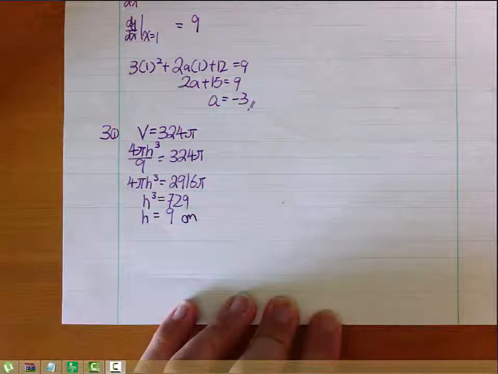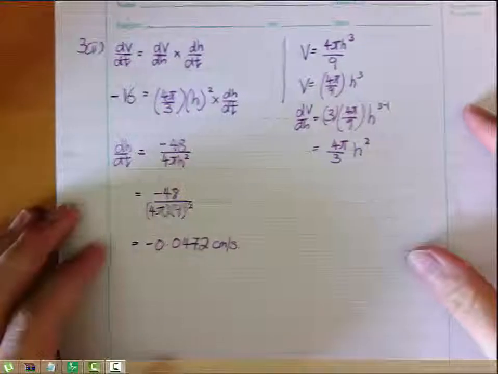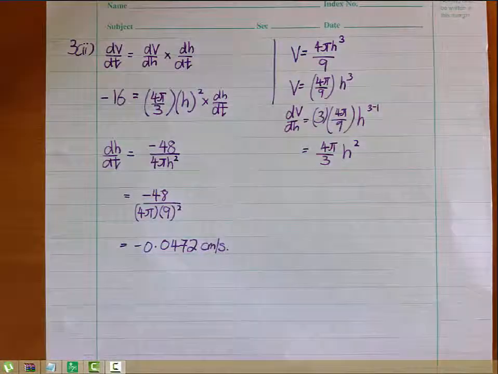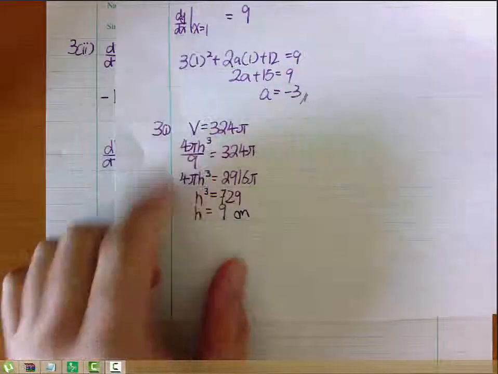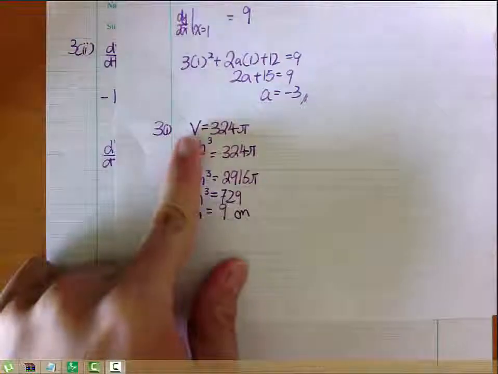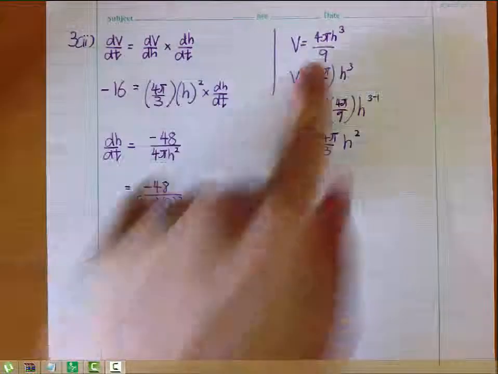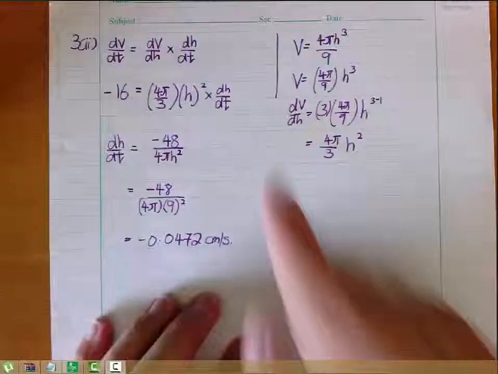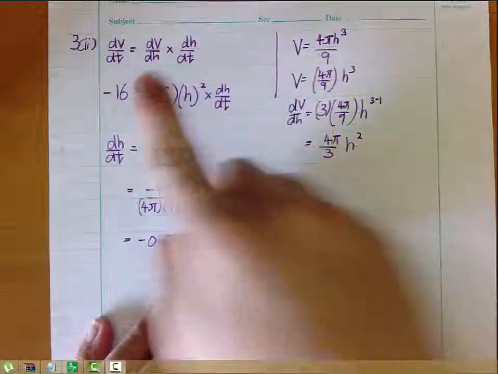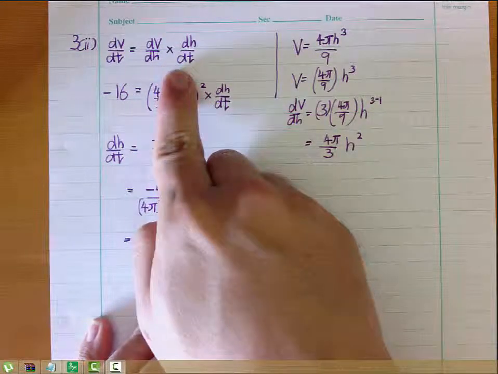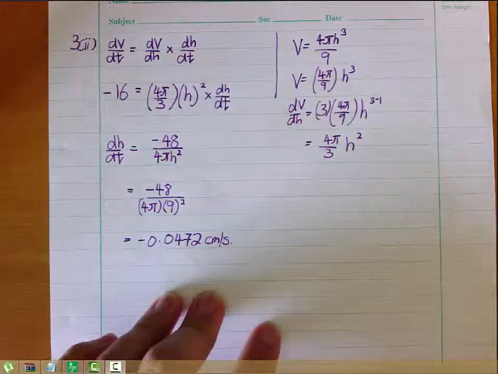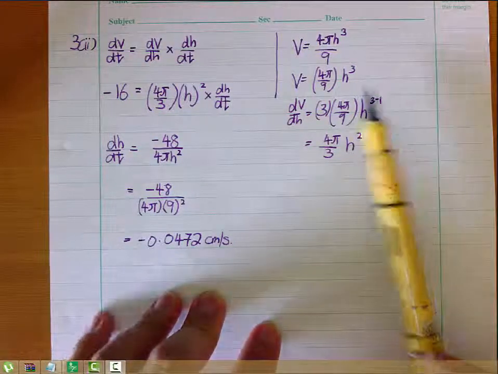Now I move on to 3 part 2. 3 part 2 is the connected rates of change. Notice that on the left hand side we have V. So V is 4 pi h cubed over 9. Since V is the subject, we always start by writing dV/dt equals dV/dh times dh/dt. First I show you how to differentiate V.